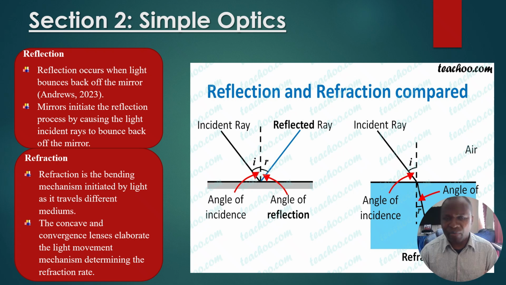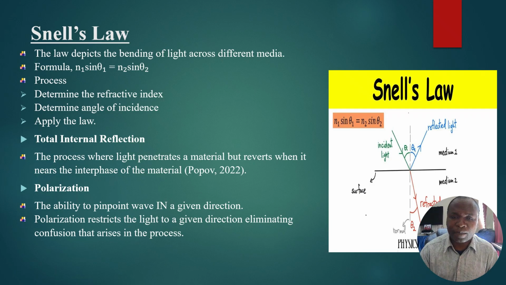Refraction is the bending mechanism initiated by light as it travels through different media. The concave and convex lenses elaborate the light movement mechanism and determine the refraction rate. Concave lenses have a thinner middle part that spreads light from the focal center.